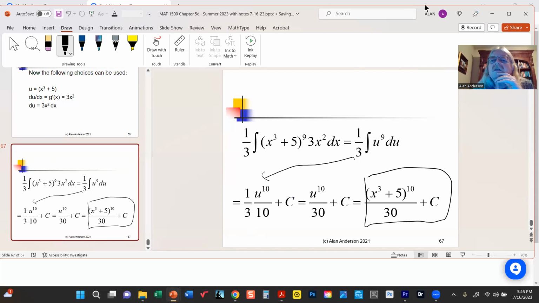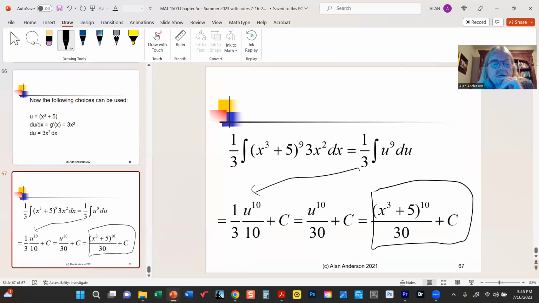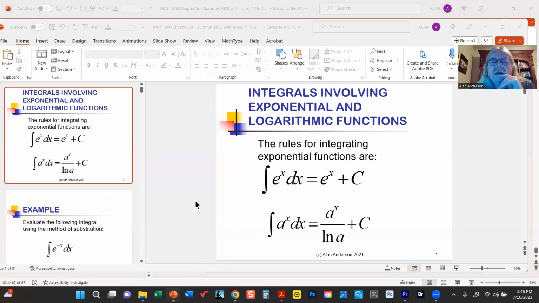All right, so I believe we're done with section 5C now. Yes, okay. So now there's only one more section in this chapter, D. What we're going to do, of course, as you can imagine, is bring back our old friends, the exponential and logarithmic functions. We have to have rules for them too.